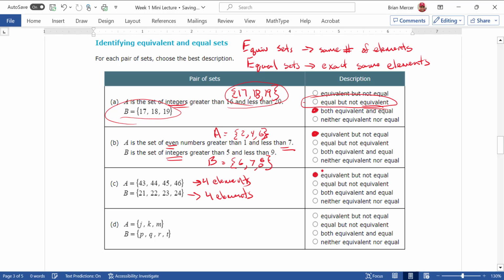So that's that one. D is going to be the one that's neither. This has 3 elements. Set A has 3 elements. Set B has 4 elements, and they're not the same. So this was the one that is neither equivalent nor equal.